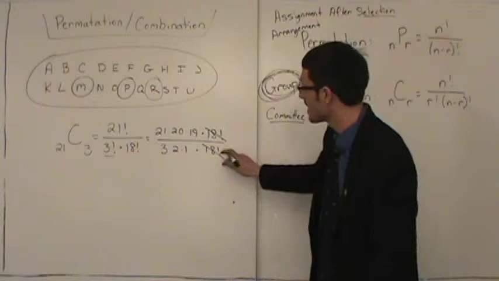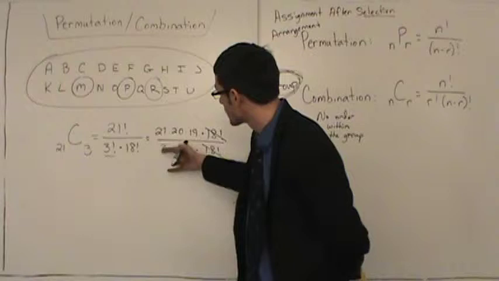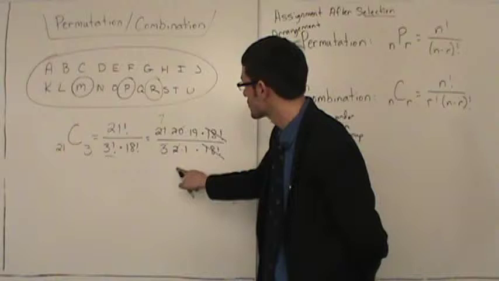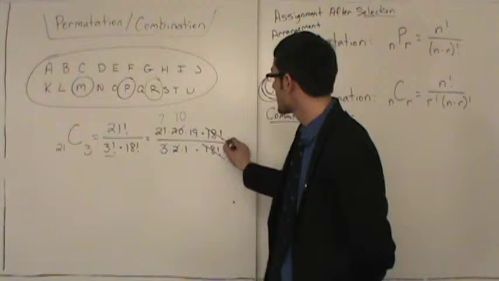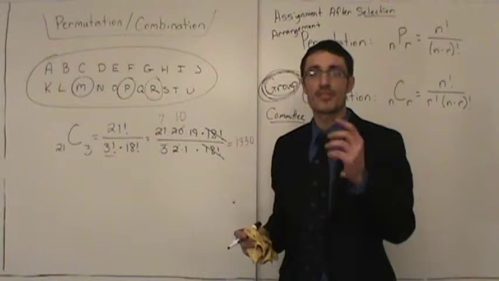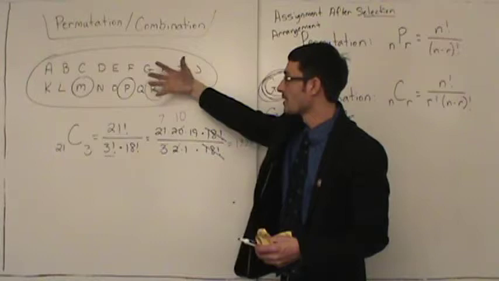Now we're going to take the smaller factorial, 3 times 2 times 1, and cancel. 3 cancels with 21, leaving what? Dividing each by 3: 3 divided by 3 is 1, 21 divided by 3 is 7. Cancel 2 with 20: 2 divided by 2 is 1, 20 divided by 2 is 10. We get 7 times 19 is 133, times 10 gives 1,330. There are 1,330 groups of 3 in 21. Whether you have 21 people, there's 1,330 groups of 3 people in 21.